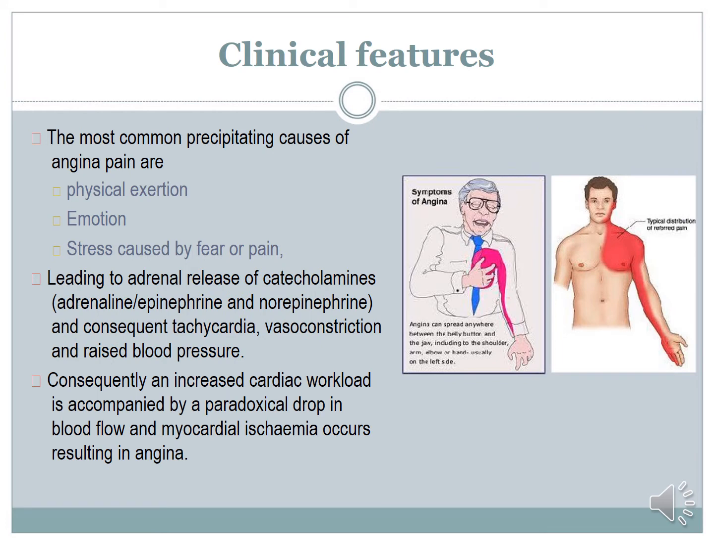The clinical features: the precipitating factors that cause angina pain are physical exertion, emotion, and stress caused by fear or pain, leading to adrenal release of catecholamines, tachycardia, vasoconstriction, and raised blood pressure. Consequently, an increased cardiac workload is accompanied by a paradoxical drop in blood flow, and myocardial ischemia occurs, resulting in angina.